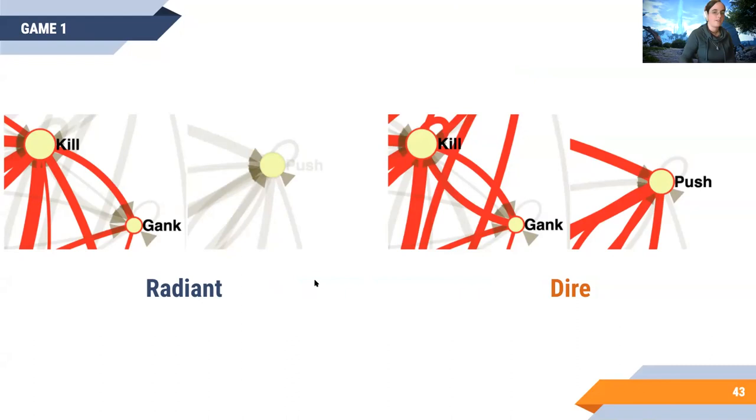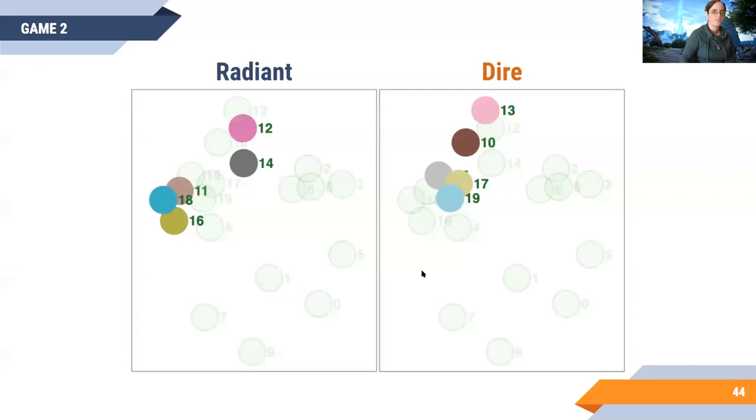By contrast, the Dire hero has numerous transitions to the push state, and he successfully transitions from gank to a kill. And this indicates a more offensive gameplay pattern in which this hero was probably constantly applying pressure to his opponents. In game two, you might notice that the sequences are much closer together, indicating that all the players across both teams played much more similarly.